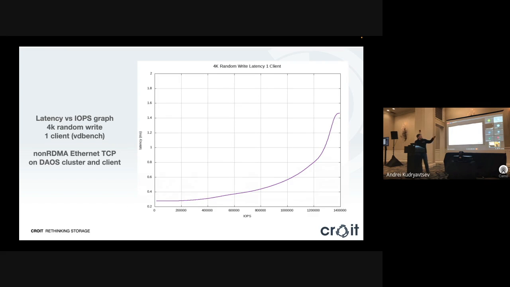These are the results of the initial implementation, which for us proved to be very interesting. If we look at 7 millisecond latency, we're pushing about 1.25 million IOPS from a single client. By the way, this is a non-RDMA cluster on pure Ethernet.